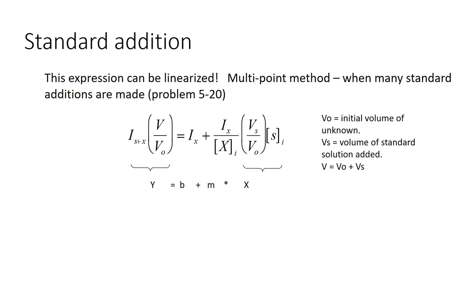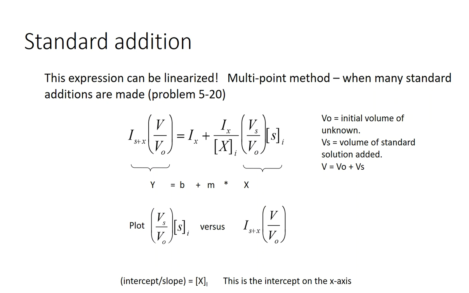All right, don't panic yet. We'll solve this in a way that makes sense. So here's our plot. The dilution factor times the standard that we added will be on the x-axis, and the intensity times the dilution factor will be on the y-axis.